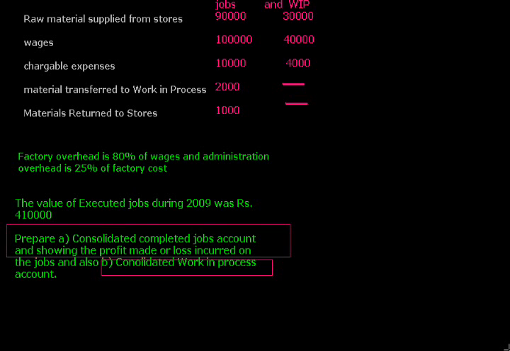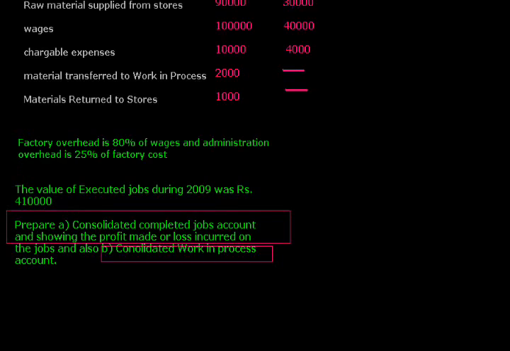First of all, we have to make a consolidated completed jobs account. With this, we can calculate the net profit or net loss from a specific job, which will be transferred to the profit and loss account. For making the consolidated jobs account, we show it in T form, with one side the credit side and the other side the debit side. On the credit side, we will show sale, meaning 4,10,000, and on the debit side, we will show the raw material net after deducting the material transferred to work in process and material returned to store.